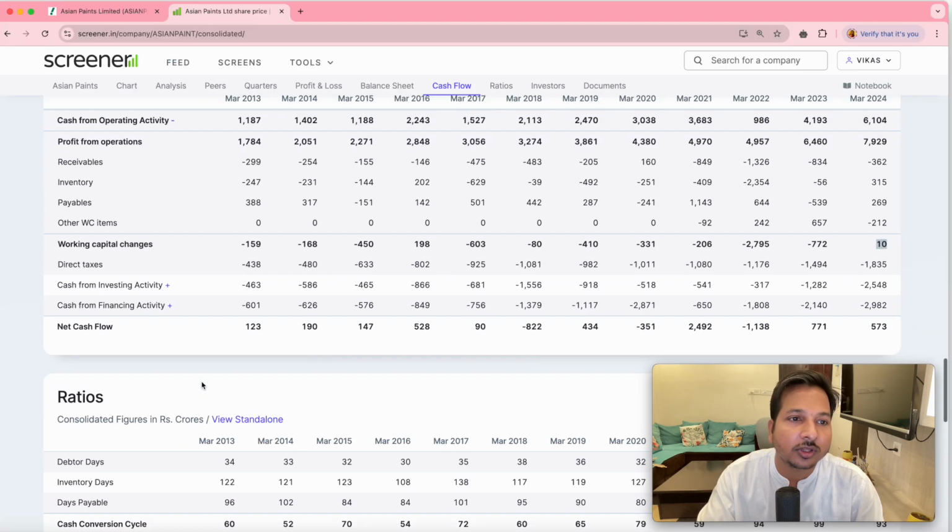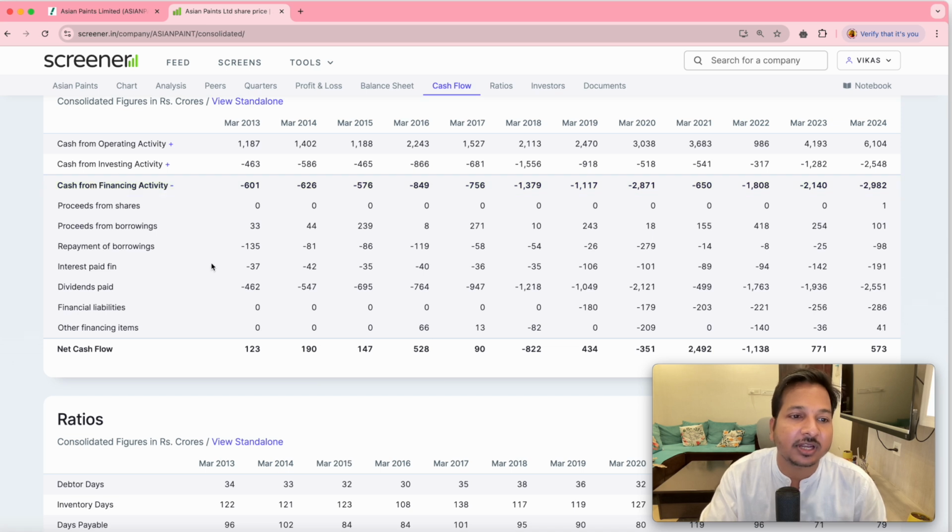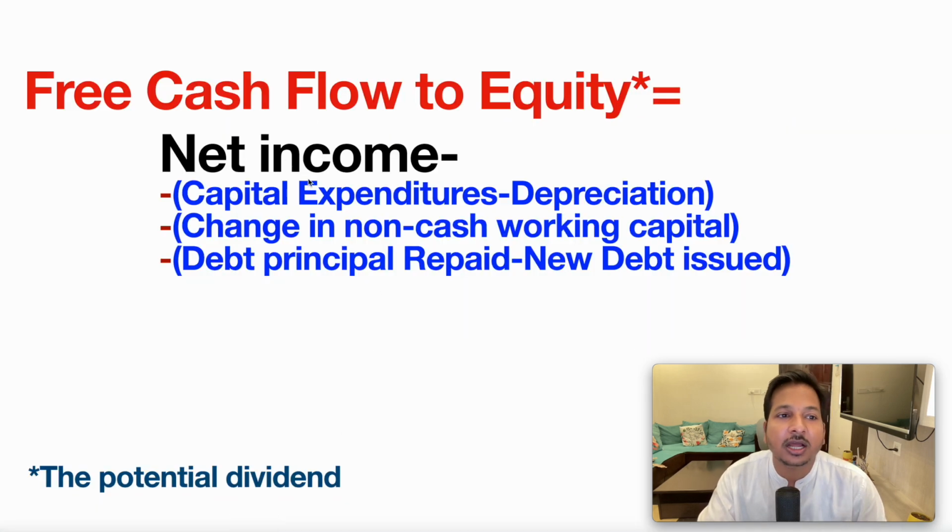This also you can get from here itself, from cash from financing activity: how many borrowings have come and how many borrowings the company has repaid. If a number is minus, it means cash has gone out of the company, and a plus number shows that cash has come inside the company. So both numbers you can take from here. Now you are ready with the formula, and you can easily calculate free cash flow to equity for any company.